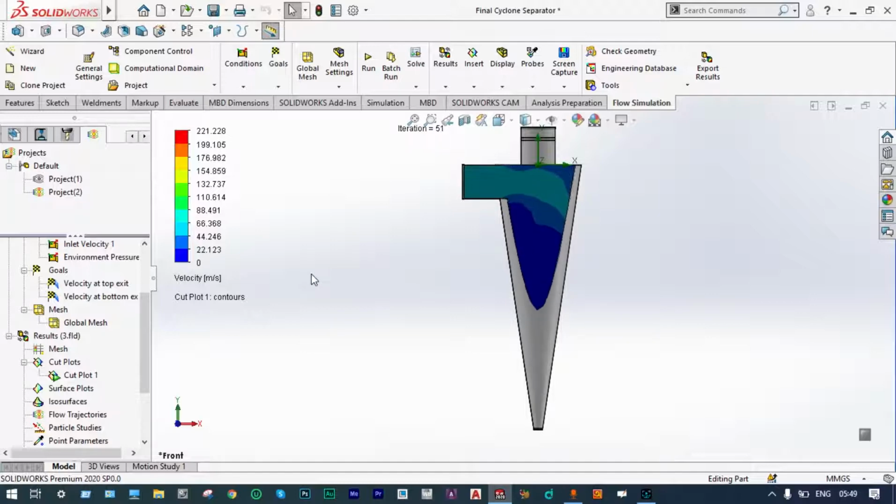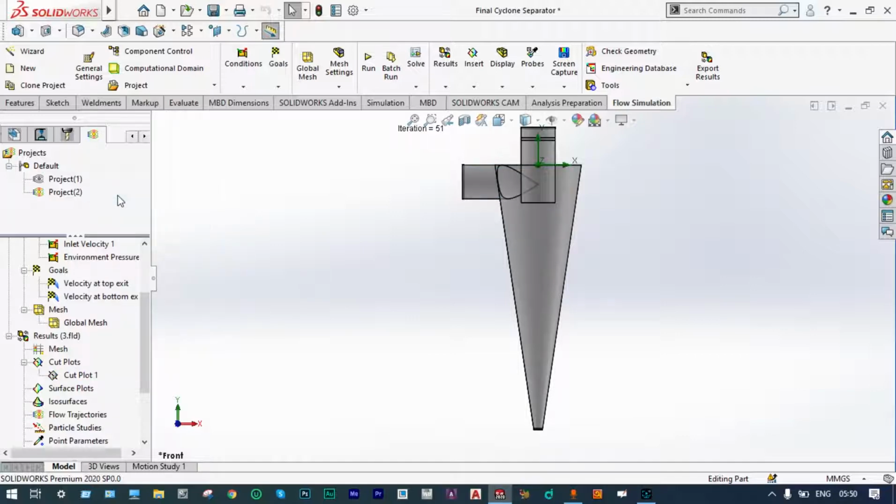At different points we can see the different velocities. So at the two exit levels, velocity is very high, and in between the velocities, normal range is below 22.123 meter per second, and at the entry and exit points, velocity is high. Maximum velocity is observed at the top exit level. Okay, let us close this one, clear and hide.